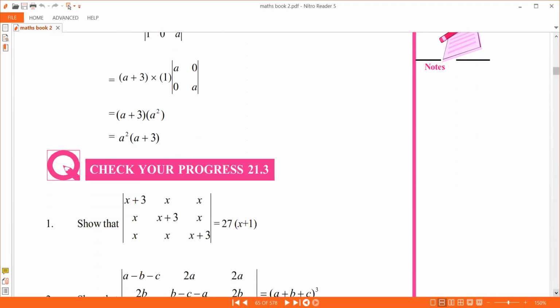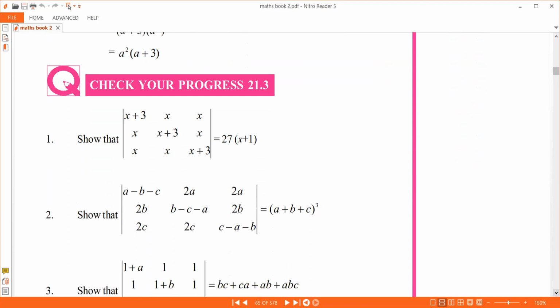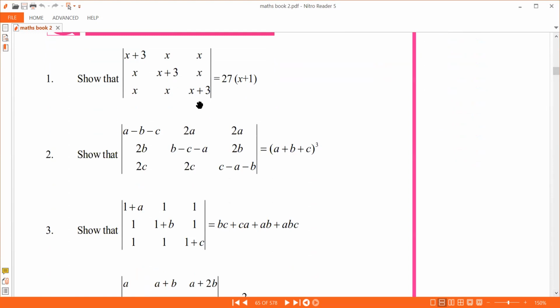So after that the operations are the same. And now check your progress. Show that this determinant is equal to 27 times x plus 1. See this.